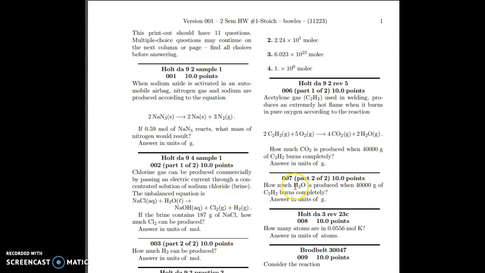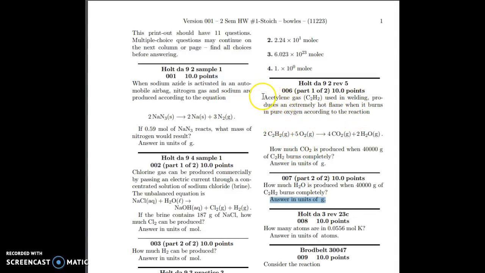Looking over here at number 7, it says how much H2O is produced when 40,000 grams of C2H2 burns. And notice the answer is in grams, so make sure you check where it says the answer is in units of grams. That'll help you know what you're looking for. So I'm going to go ahead and do one of these problems for you guys. Yours are similar, not exactly like mine.